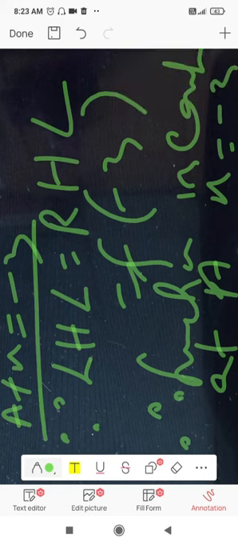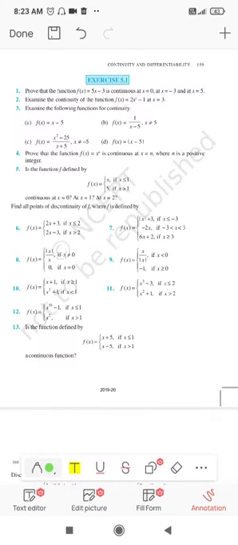So I request you to do the next one, that means x equal to 5, yourself. Next question, let us do question number 5. Is the function f defined by f(x) equal to x if x less than or equal to 1, 5 if x greater than 1, continuous at x equal to 0, at x equal to 1, x equal to 2? At three different points we have to show.